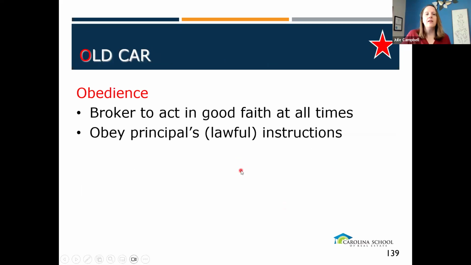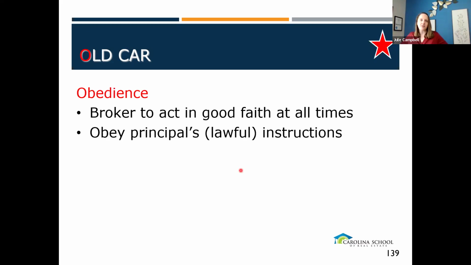The O is obedience. The agent and the broker have to act in good faith at all times. We have to follow our principal's lawful instructions. That's so important. Make sure you get that word lawful. Nobody can make me violate license law and commission rule. Nobody can make me violate or break police rules, laws. However, if it's within the confines of the license law and commission rule, I've got to follow their instructions. They are the boss.